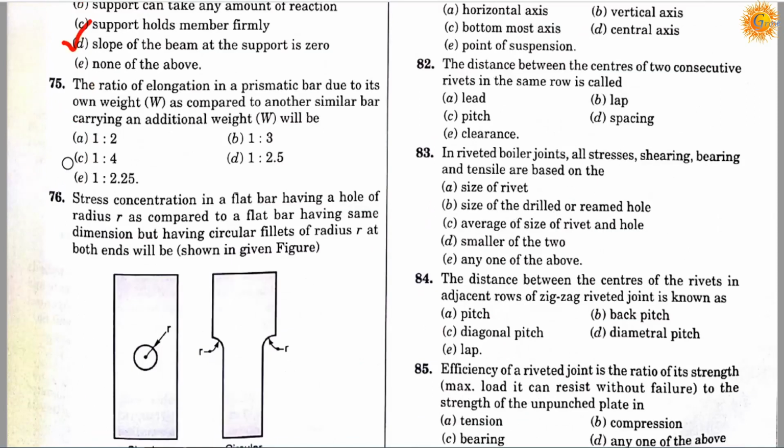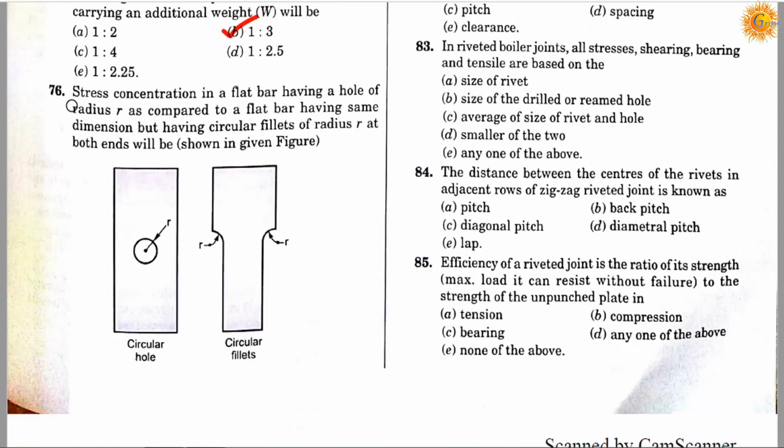Question number 75. The ratio of elongation in a prismatic bar due to its own weight W as compared to another similar bar carrying an additional weight capital W will be: option A, 1:2; option B, 1:3; option C, 1:4; option D, 1:2.5; option E, 1:2.25. Correct answer is B, it will be 1:3.